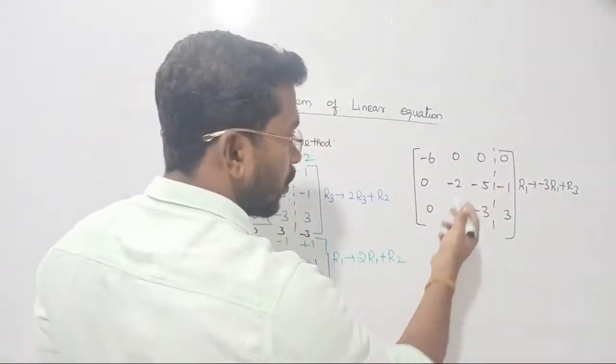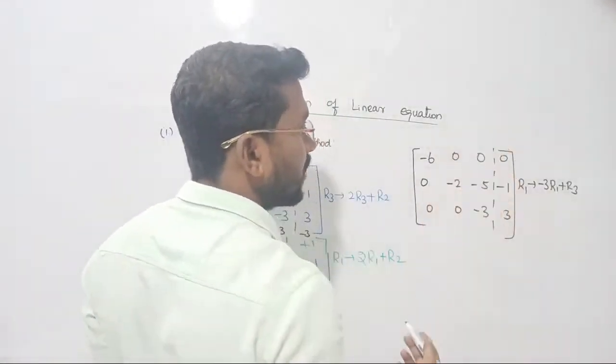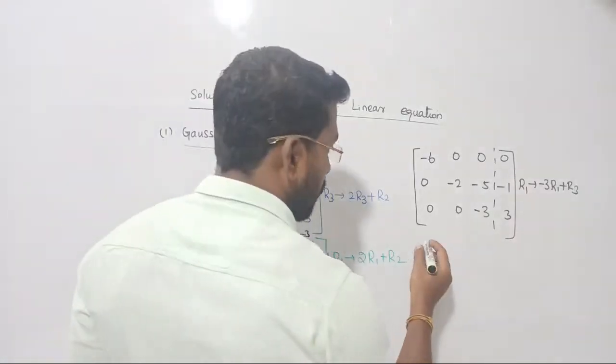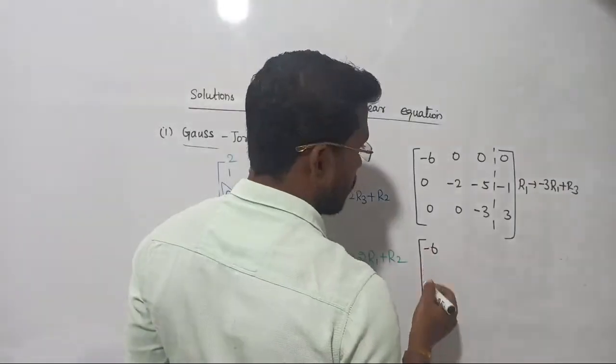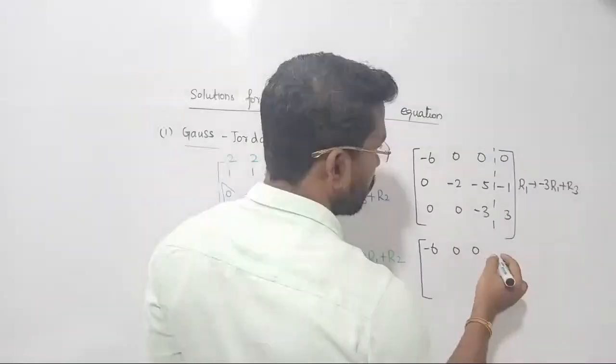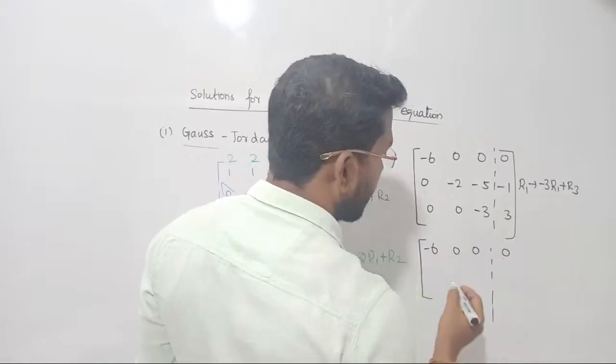Right? So only those three, that is, the upper triangular matrix values have to become 0. Let's continue our operation. Still one more step is there to do. So let us continue. -6 0 0 0. Yes, now our target is the second row.